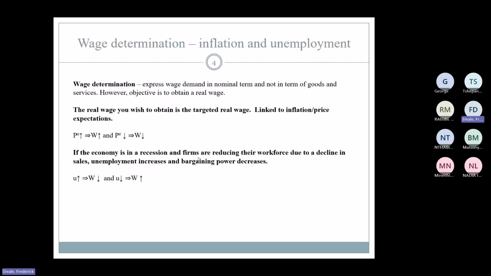So I'll just go to the next slide. In terms of wage determination, inflation, and unemployment, the first thing with wage determination: how do we determine what the wage will be, what the salary would be for the employee?